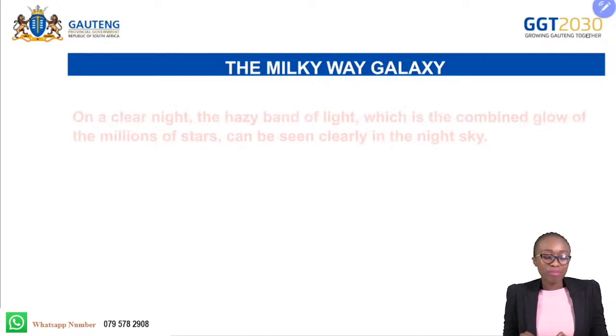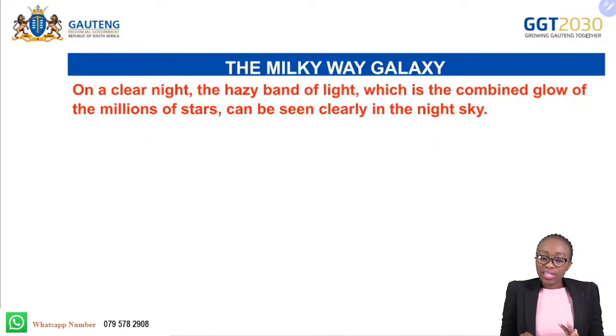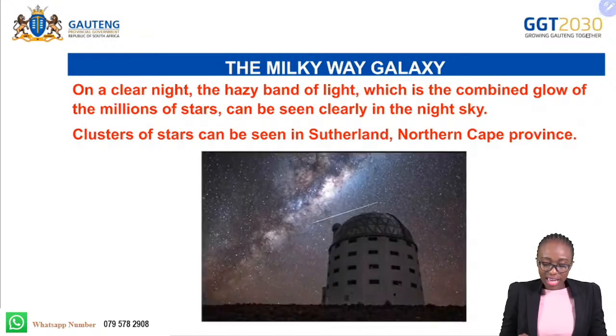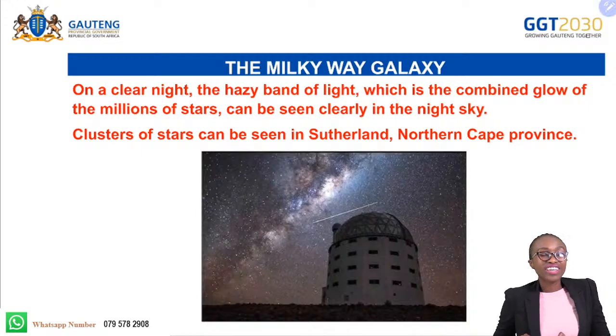Okay, here is something interesting. We said that on a clear night, we can see the hazy band, which is the combined glow of millions of stars. Clusters of stars can actually be seen in Sutherland. And where is Sutherland? It's right here in South Africa, in the Northern Cape province. So there is a picture of a cluster of stars that can be seen in our country in Sutherland. That is one interesting fact about the Milky Way galaxy and how we can see it right here.